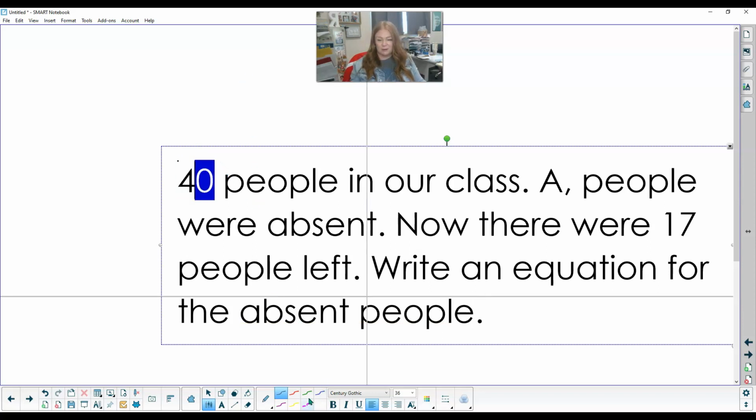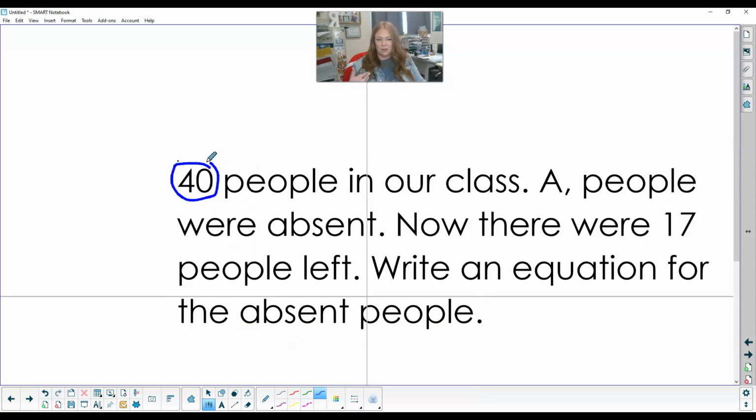I have 40 people. I don't have my pen on. 40 people. I know A people were absent. I know 17 people were left. A lot of you want to solve this and tell me the answer, but I want it for A absent people. So I could take 40, and I know there's 17 left.